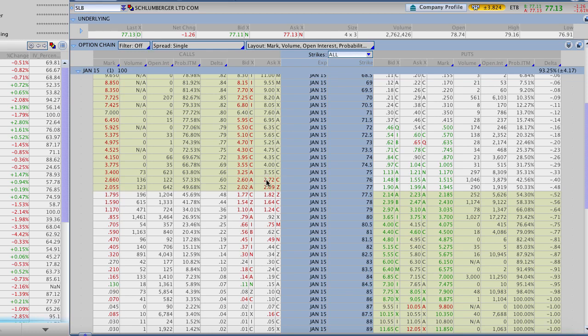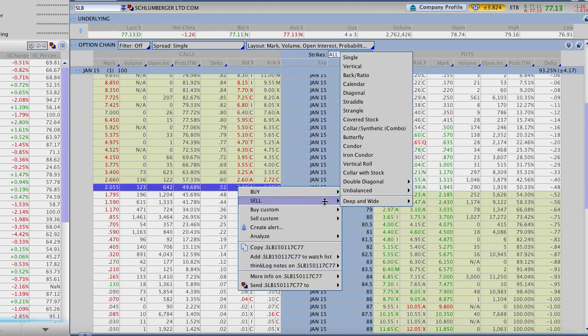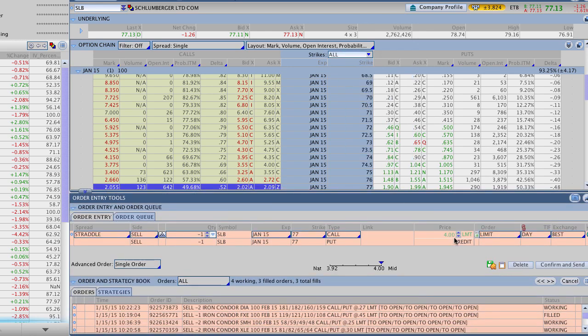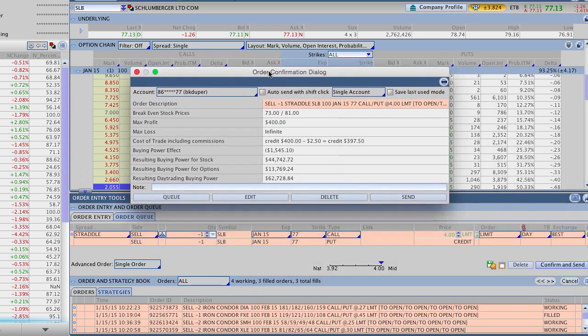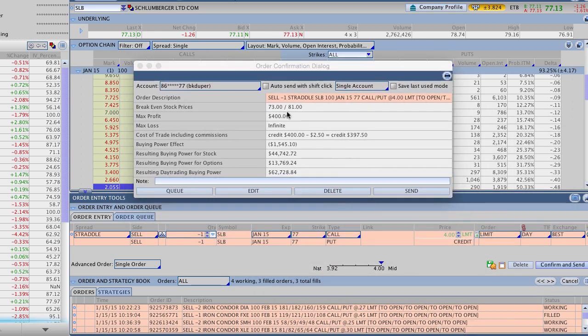But let's first look at trading the at-the-money straddle. So the closest at-the-money straddle to this current stock price is the 77s. So we're going to go here to the 77s and sell a straddle. All right, and so now you can see here we take in a $400 credit, very big credit. Even though we're selling options that are right at the money, we're taking in a very nice large credit here.